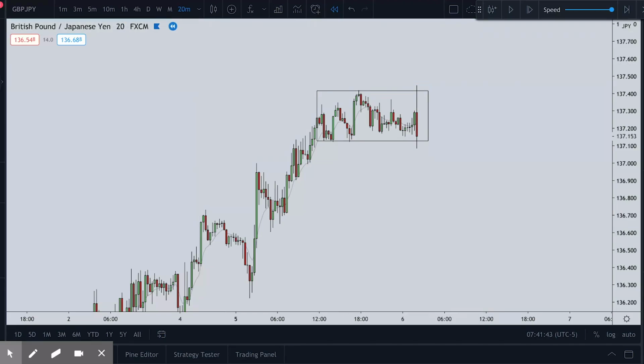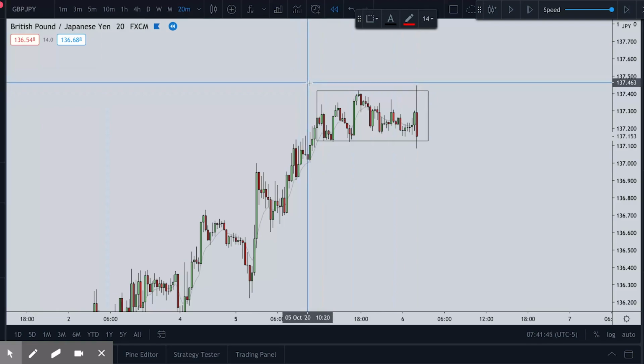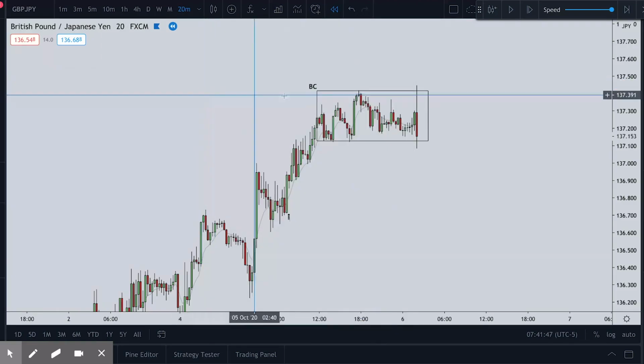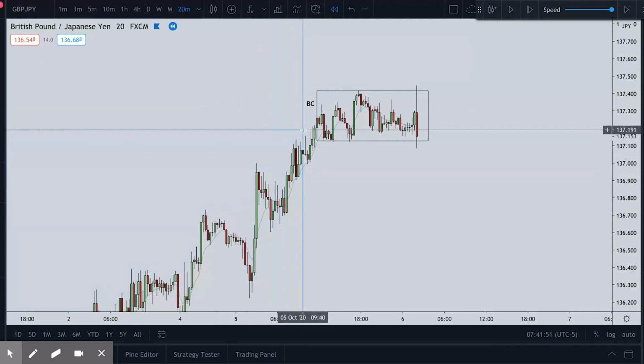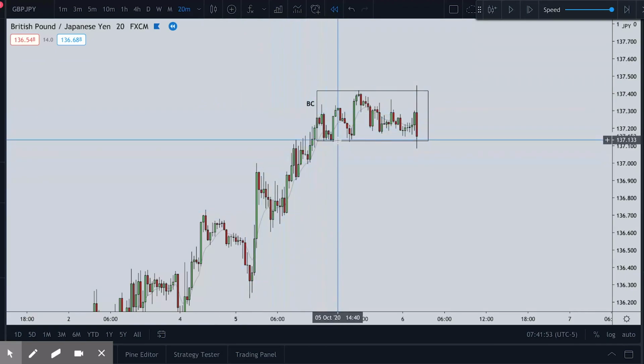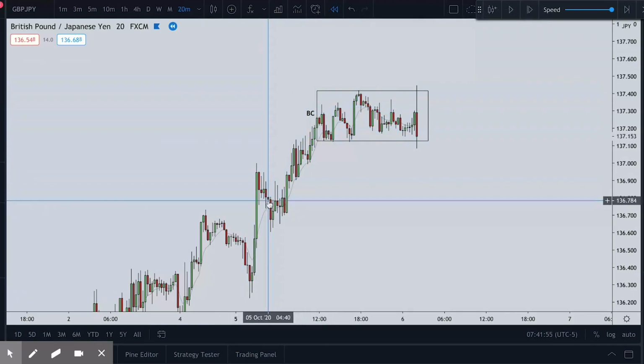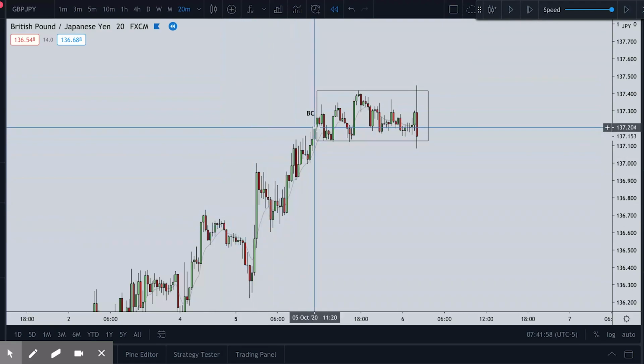So let's actually mark out each area of the distribution. The first thing we get is a buying climax. Now, we have that because the buyers are taking off their profits and the sellers are taking control. So it's a climax of the buying pressure that has been in the market.